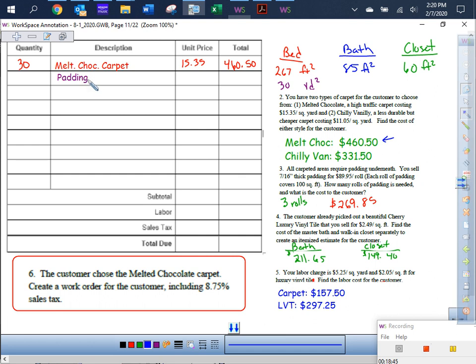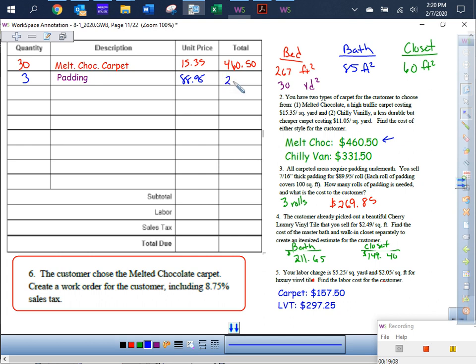The next thing you can put on there, there's no real order that these have to go in either, but we charge them for some padding, right? So we can put padding in there. And what is the quantity? We did 3 rolls of it, right? And the unit price, that's how much it was for one of them, is $8.95. Then you just multiply these together, and that's where we got the $269.85 for our padding.